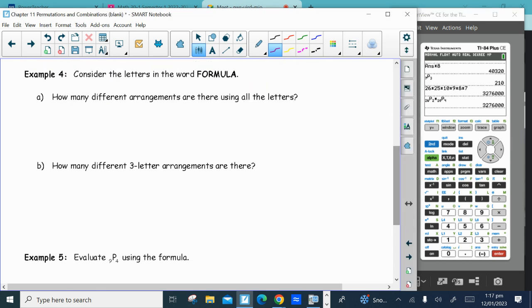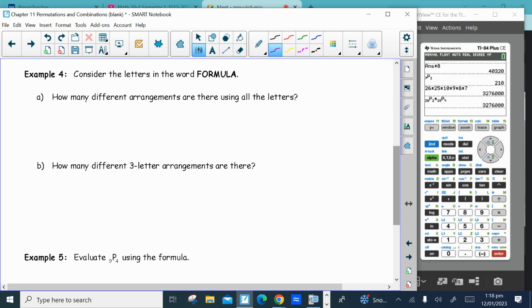All right, looking at number 4, consider the letters in the word formula. So something else I want to point out right now is in every case, all of the words that we've dealt with have all had different letters. The next thing we're going to look at is what happens when there are things that repeat. There's lots of words that have more than one letter of the same. The word feeling has 2 E's, for example, right? So how do you deal with that? Well, we're going to get to that. But right now, all the words have no repetition of letters.